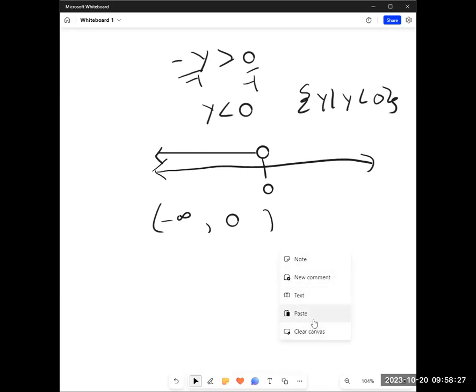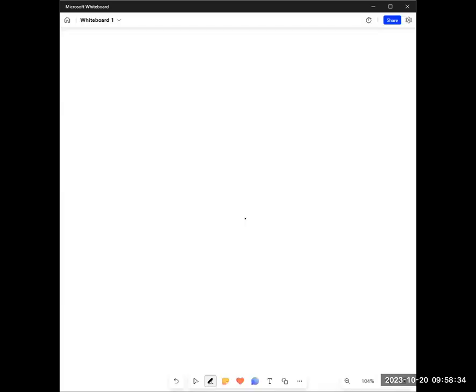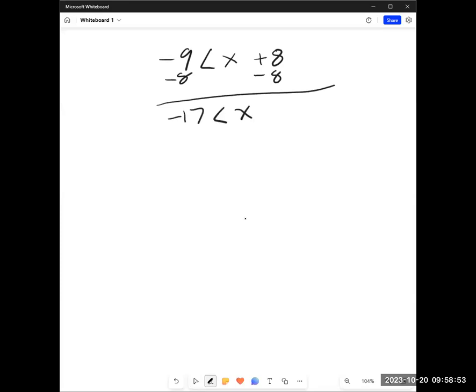So that one was like number 25 from the textbook. I'm going to do one like number 31 now. Negative 9 is less than x plus 8. Notice they wrote the x on the right-hand side to try and confuse me. I'm not going to get confused by it, though. I'm going to show you what to do. When I subtract 8 from both sides, I get negative 17 is less than x.